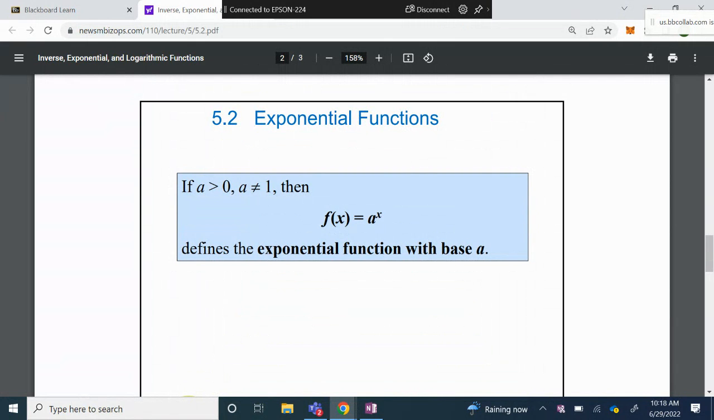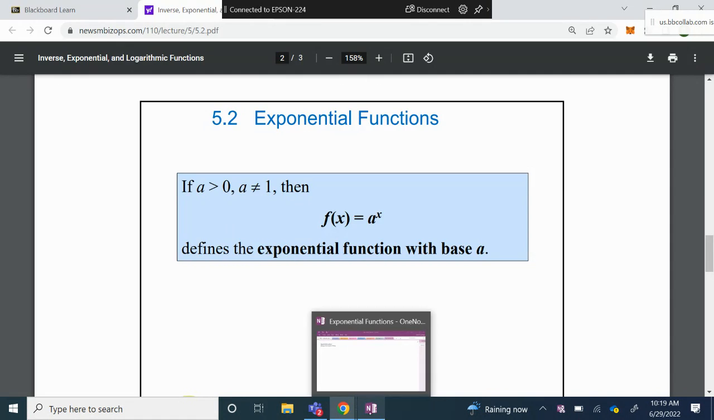Now, in algebra, we talk about variables, and it would appear, just based on this setup, a raised to the power of x, that both a and x are variables. However, the only variable in this exponential function is x, right? A is some type of number. All right, so the only variable is x.